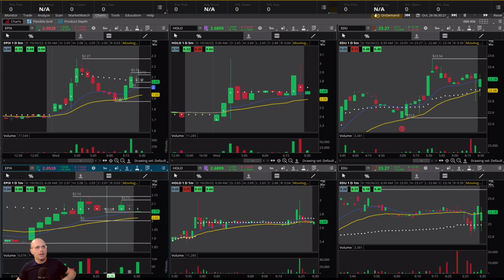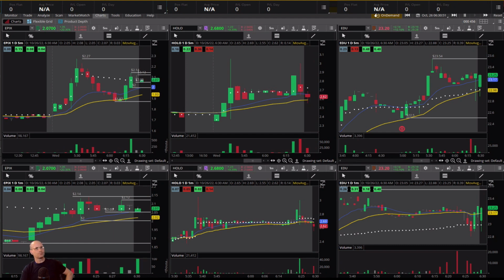Okay, so nice pullback to the VWAP on EDU, but still no volume, so not really interested. Boy, the volume on EPIX is also pretty light. For that first 1-minute candle, we should be well over 100,000 shares traded. And HOLO is way too light. Can't take any trades on that.